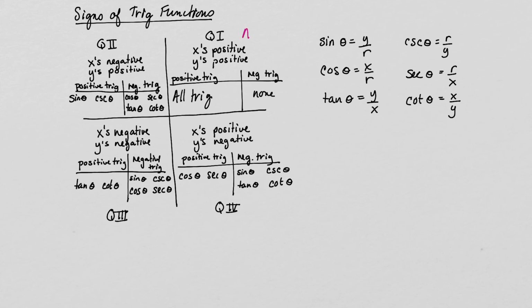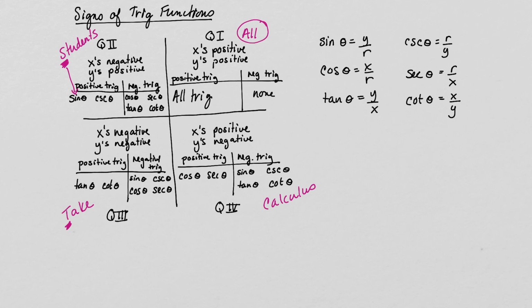But if you remember, all students take calculus, right? All students take calculus helps you remember what is positive. So all the trig functions are positive here. S goes with sine. Sine is the trig function that's positive, and if sine is positive, then cosecant is positive.